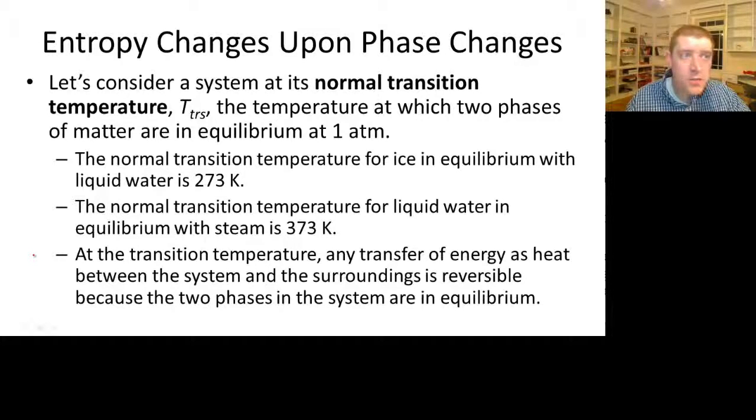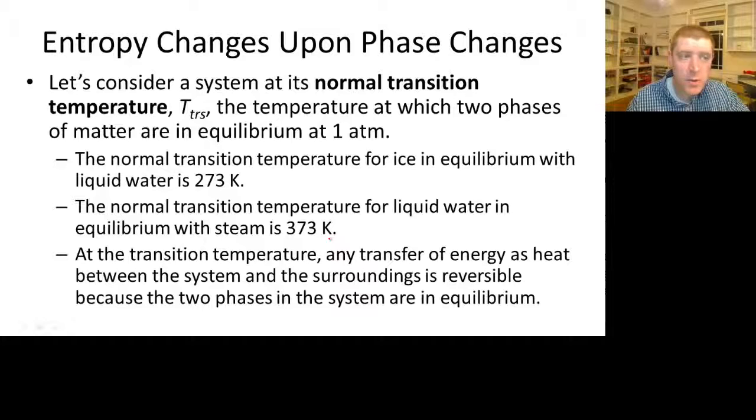All right. So let's consider a system that's at its normal transition temperature, T transition, this T transition here. The temperature at which two phases of matter are in equilibrium. So this might be the melting point or the boiling point at some temperature. And so the normal transition temperature for ice in equilibrium with liquid water is 273 K, or 0 Celsius. The normal transition temperature for liquid water in equilibrium with steam is 373 Kelvin, 100 degrees C.